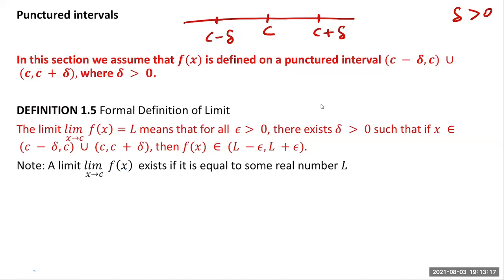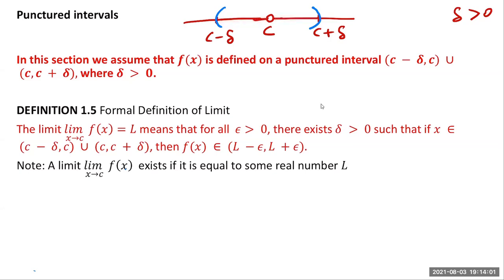Okay. Now what I do is I take this open interval from C minus delta to C plus delta, and I remove this point. I remove the point C. The point C has been removed from that interval. Okay. What I did was I took this entire interval C minus delta to C plus delta, and I removed this middle point C.